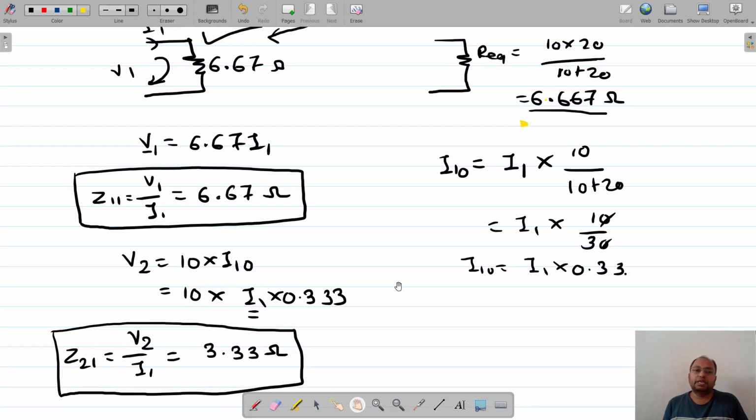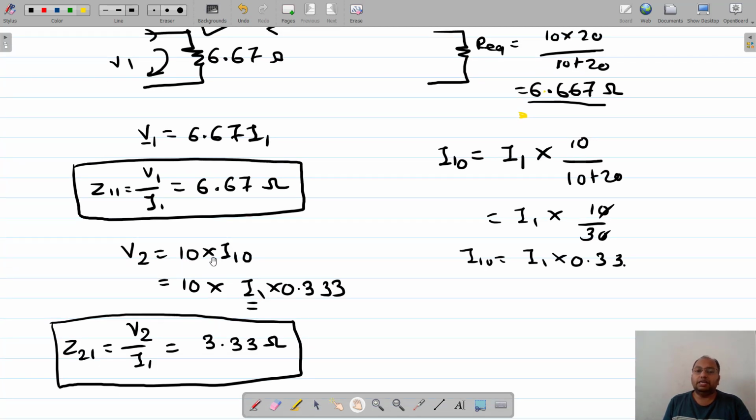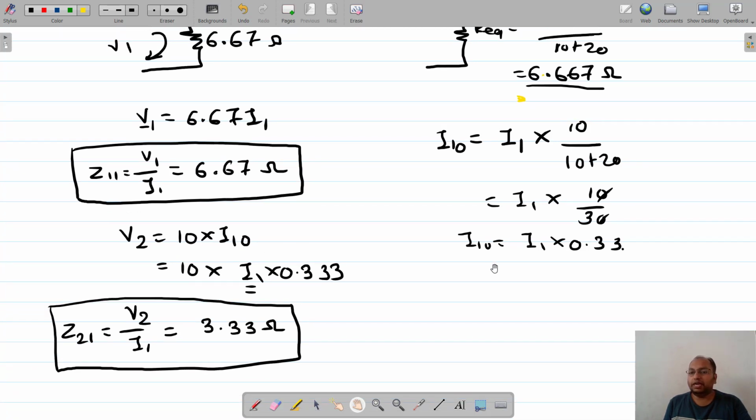Now if I multiply the value of I10 that we have obtained with the 10 ohm resistance, current into resistor, I will get the voltage drop across that 10 ohm resistor, right? And we did the same. So 10 into I10 is nothing but I1 into 0.333. Then we take that I1 to the left hand side, so I obtain Z21, and that is 10 multiplied by 0.33, resulting in 3.33 ohms. So likewise we have obtained the value of Z21.